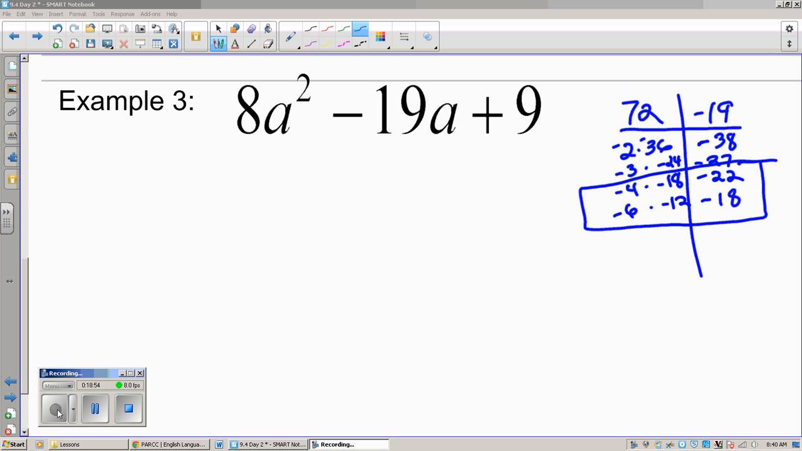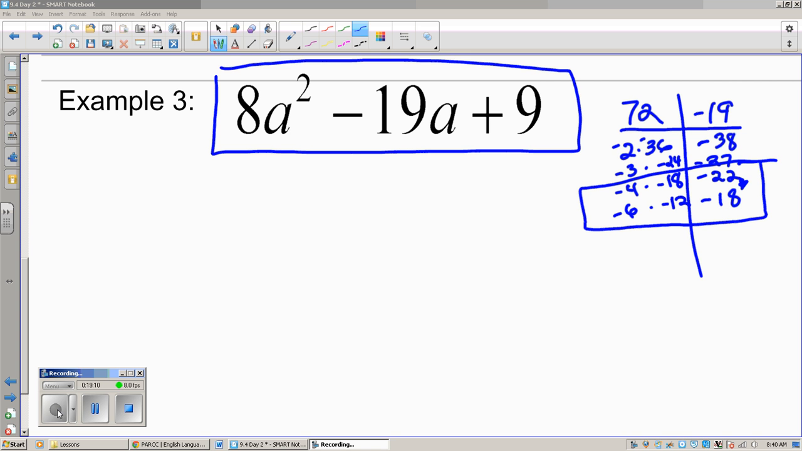Because negative 4 times negative 18 is negative 22. Negative 6 times negative 12 is negative 18. There's nothing in between there that's going to add up to negative 19. What does that tell me? That this term right here is prime. There is not a greatest common factor for this term.